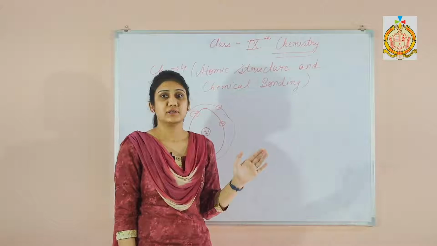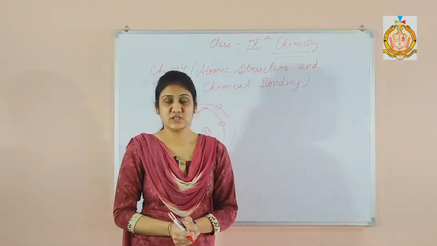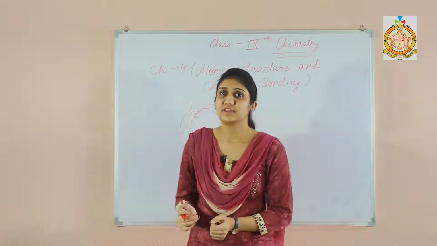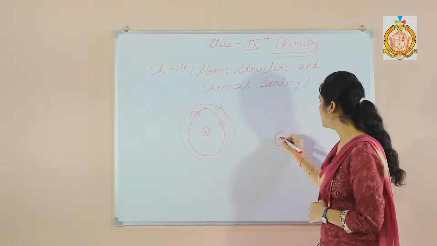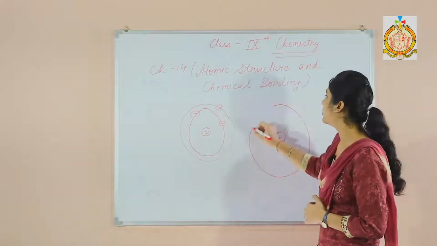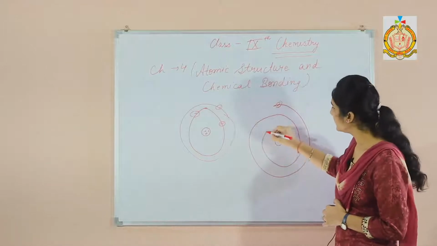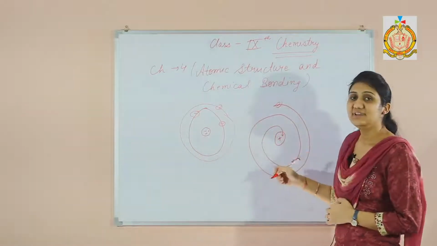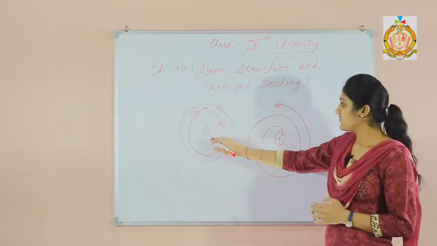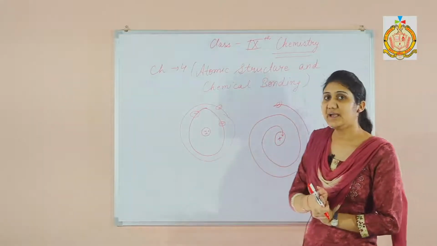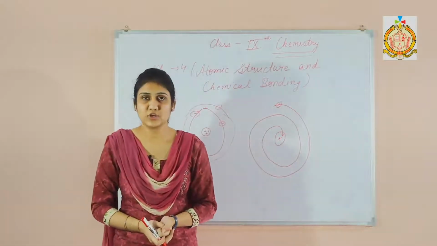So here we see that this is the major drawback of Rutherford's atomic model. If anything is revolving in an orbit, then it continuously radiates energy, meaning it loses energy. If something is losing energy, then it should ultimately collapse. It means if here is the nucleus and an electron is revolving in the orbit, and if the electron is continuously losing energy, it should ultimately collapse into the nucleus. But this doesn't happen, as the atom is not destructible. So this was the major drawback of Rutherford's atomic model.